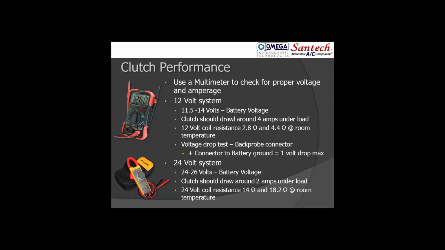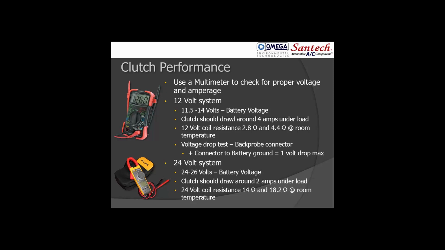A quick way to check those is to use your multimeter. You always want battery voltage at the clutch. So on a 12-volt system, you want that 11.5, 12 to 14 volts of battery voltage. The clutch should draw about 4 amps under load, easily measured with an amp clamp. They can also check the field coil resistance. Unplug the connector, flip the multimeter over to ohms, touch the 2 terminals, and they're looking for, call it 2.5, 3 to 4.5 ohms worth of resistance. As the clutches wear, that resistance goes up, and when the resistance goes up, the voltage goes down.